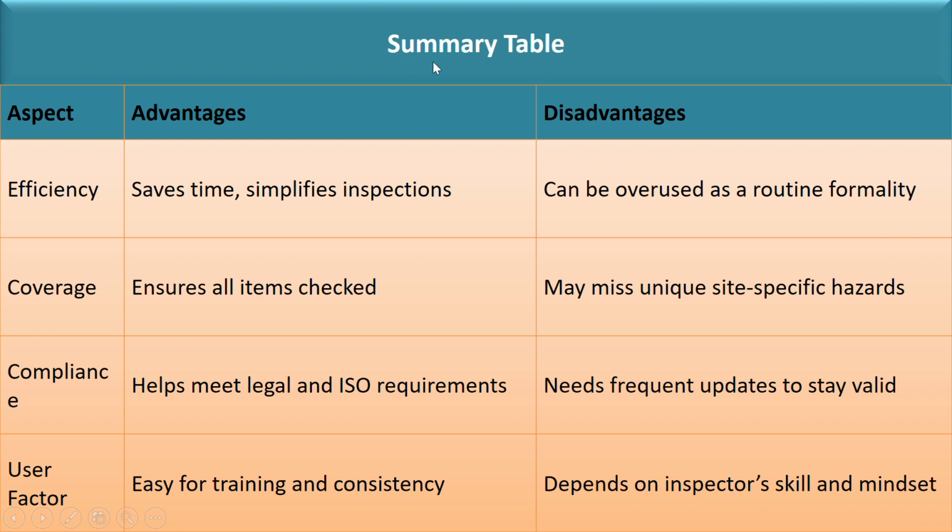Now, summary. Efficiency: advantage, saves time and simplifies inspections. Now, disadvantage: can be overused or become a routine formality. Coverage: ensures all items are checked, but may miss unique site-specific hazards. Then compliance: helps meet legal and ISO requirements, meaning standards, conformance and compliance. But it needs frequent updates to stay valid.